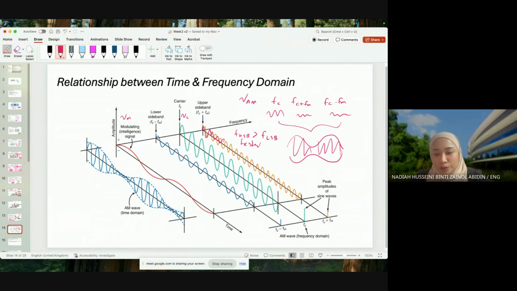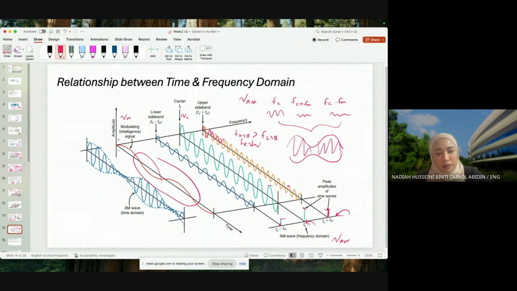So in the frequency domain, this is plotted here. Your carrier is here. This is the peak, this is the peak, this is the peak. Smaller peak, lower frequency. So this is your Vam representation in the frequency domain. You don't have this guy anymore, because it has been combined with the carrier to become this.